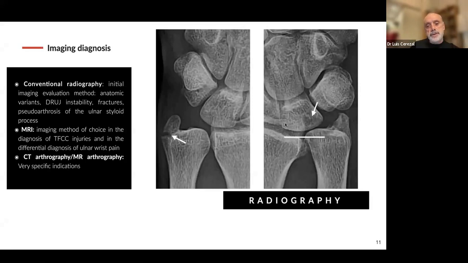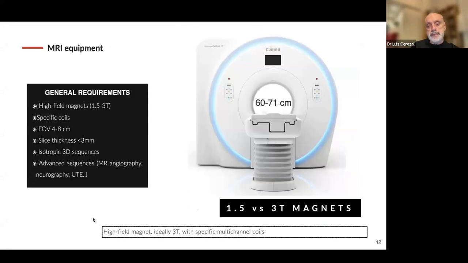But MRI is the method of choice in the complete evaluation of the TFC injuries and in the differential of other causes of ulnar wrist pain. Commonly, several causes could be associated. Not only the TFC is the origin of the ulnar wrist pain. And sometimes it could be useful to perform CT or MR arthrography, but the indications are very limited and only for specific cases.